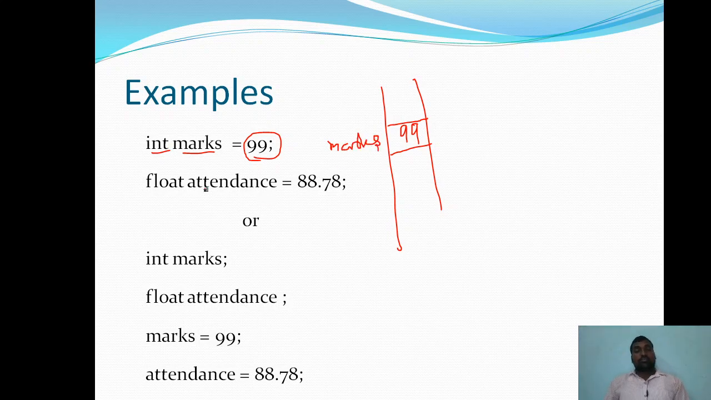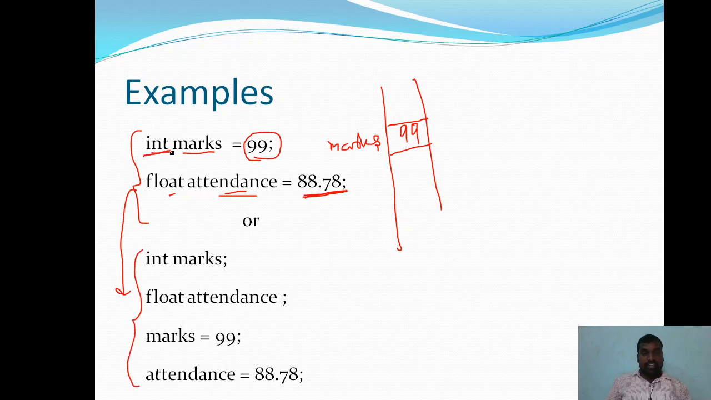Float attendance equals 88.75. Attendance is the variable name of float type, so it can store only float constants. Attendance is of float or real type, so it can store only fractional or real values. And this is the same as this one.